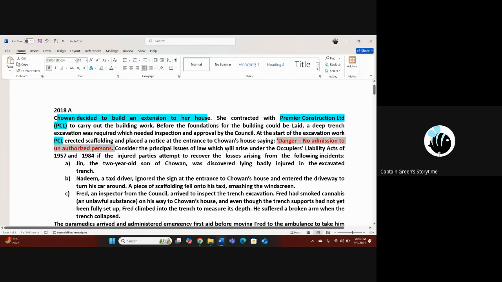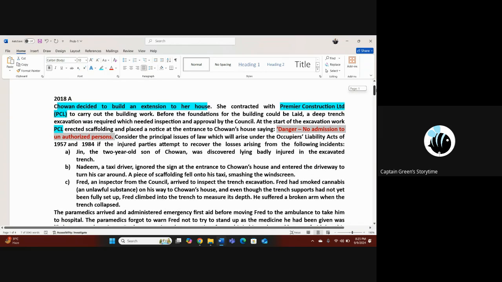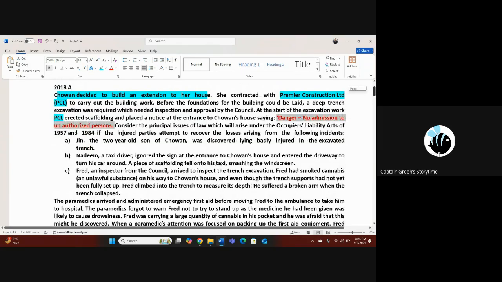Considering the principles of law which arise under the Occupiers Liability Acts of 1957 and 1984, the injured parties attempt to recover the losses arising from the following incidents. At first we stated that there is an independent contractor working in Chuan's house. He has also made a warning, which is that danger, no admission to unauthorized persons. Now coming to the first situation: Jin, the 2-year-old son of Chuan, was discovered lying badly injured in the excavation trench.